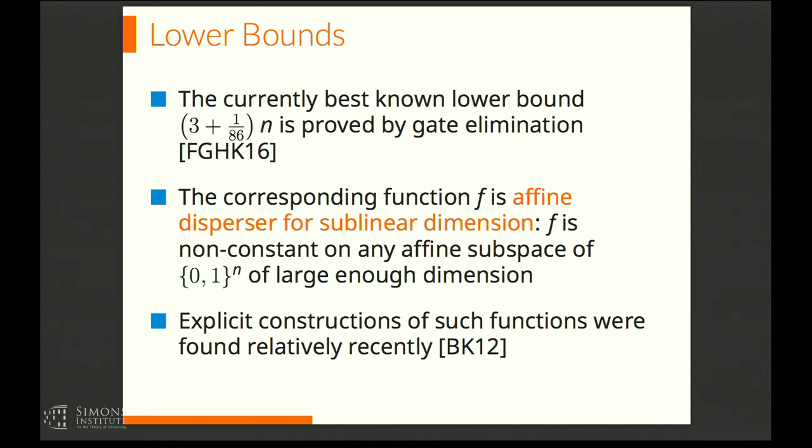So once again, it is a function which is resistant to n minus square root of n linear substitutions, which means that for us it is enough to show that for any circuit we can find an affine substitution that kills slightly more than three gates. This fancy 3 plus 1 over 86 comes from the fact that we use some tricky complexity measure of a circuit that keeps track not only of the number of gates, but also of some additional parameters.